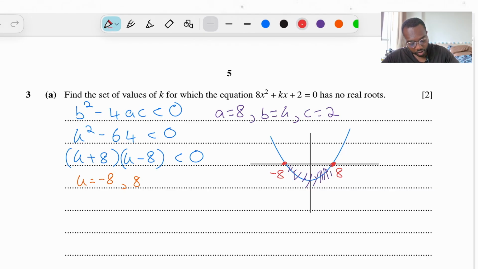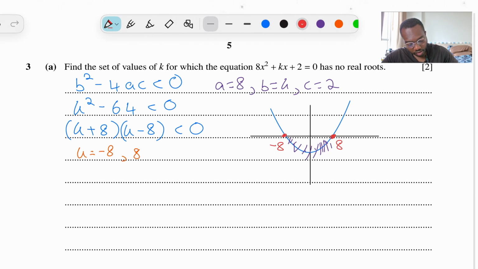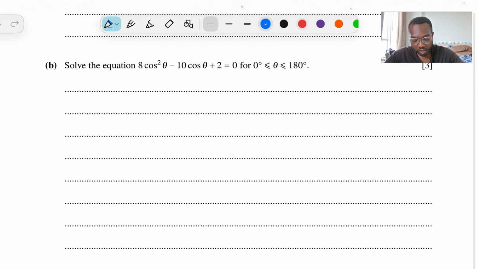Therefore, for our answer, we know that our answer will be minus 8 less than k less than 8. So pretty much all values between minus 8 and 8, if k is a value between minus 8 and 8, therefore it will have no real roots. So now for part B, we have to solve the equation 8 cosine squared theta minus 10 cosine theta plus 2 is equal to 0, where theta is between 0 and 180.